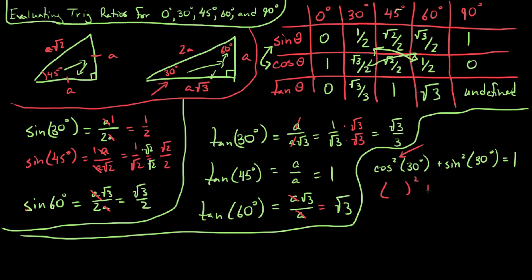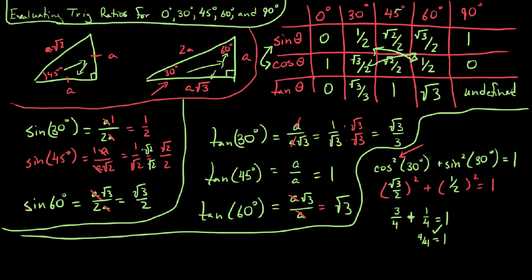So I'm going to rewrite this as those squared, and we're going to refer to the table up here. Cosine of 30 degrees is radical 3 over 2. And then sine of 30 degrees, of course, is a half. Then we can square both of these. Squaring radical 3 over 2, we get 3 over 4, plus 1 half squared is a fourth, and I get 1. So what do you know, 4 fourths does indeed equal 1. This is actually valid.